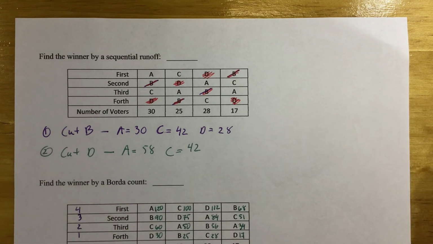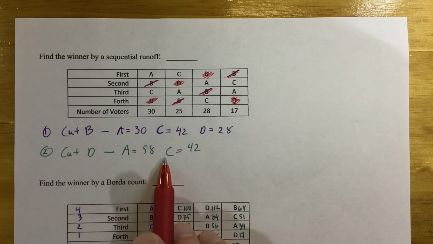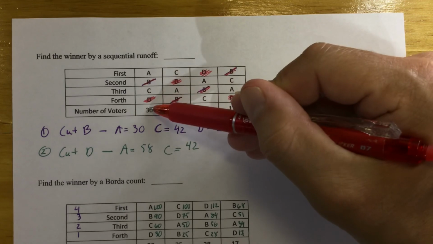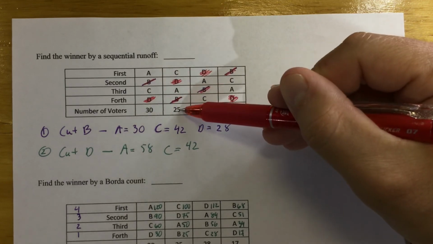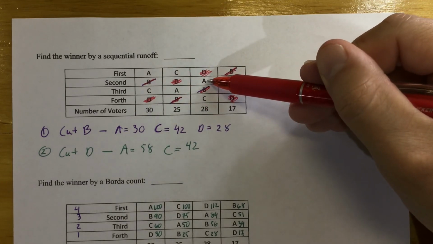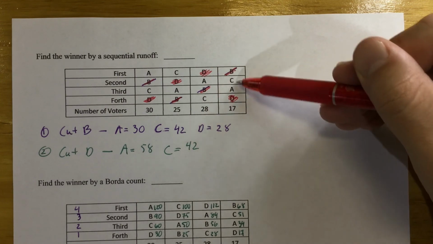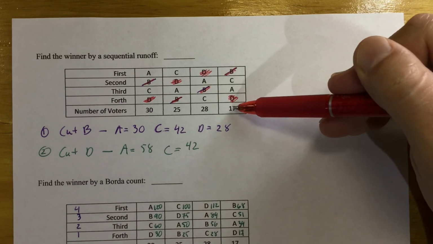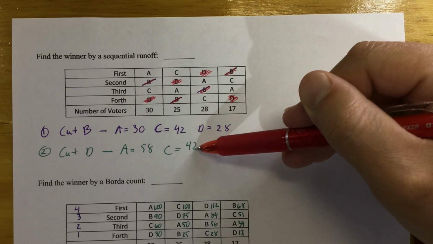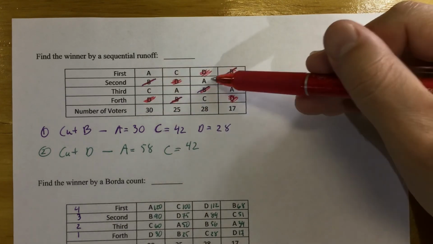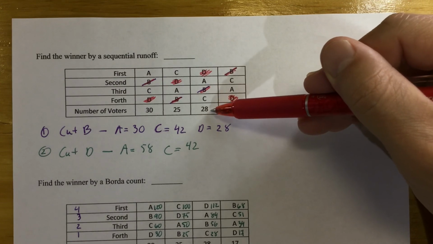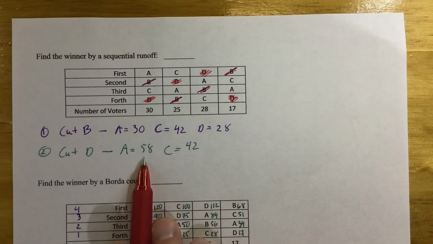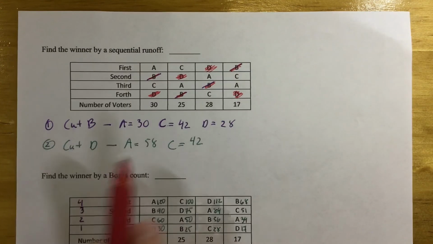All right, so we've only got two people left, right? A and C. A is going to get 30 here. C is going to get 25 here. A is going to get 28 here, and C is going to get 17 here. So C still has the 25 and the 17, which is the 42, but now A is the 30, plus A picks up the 28 here, which gets A to 58, and now A is our winner again.